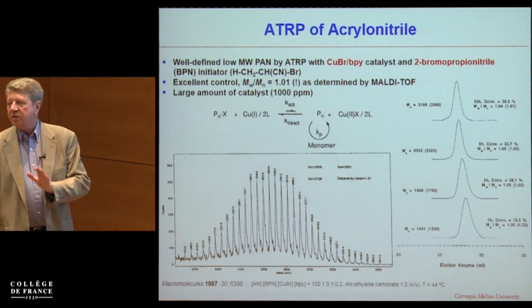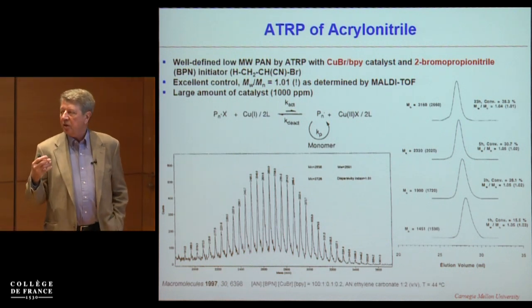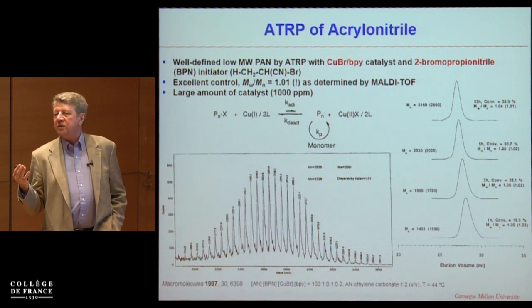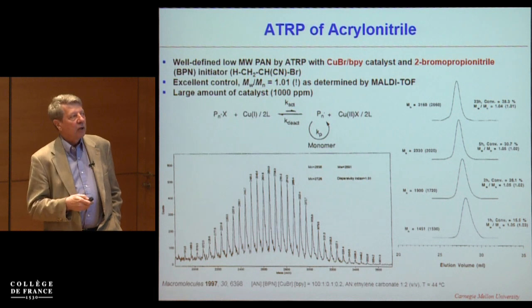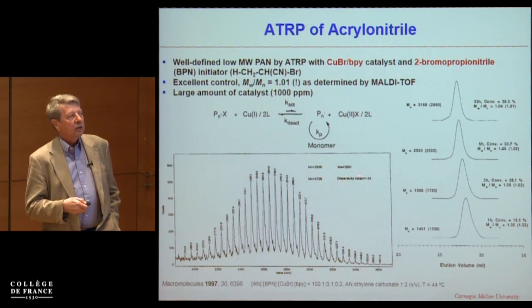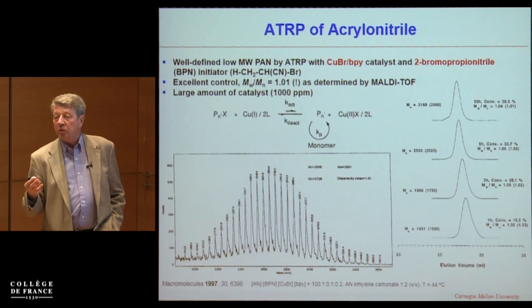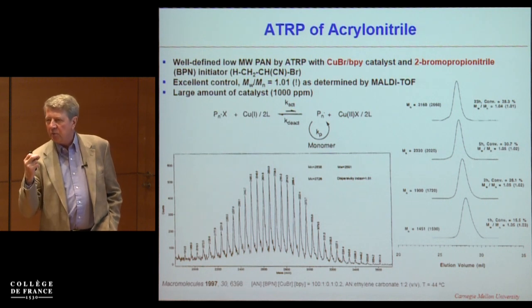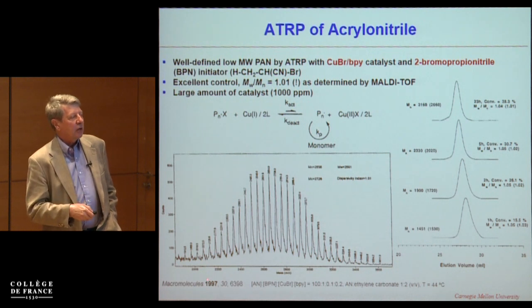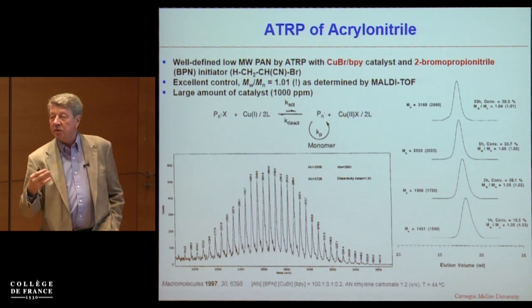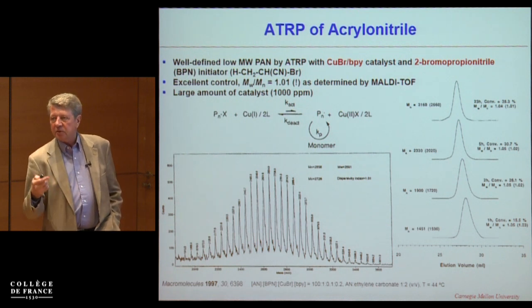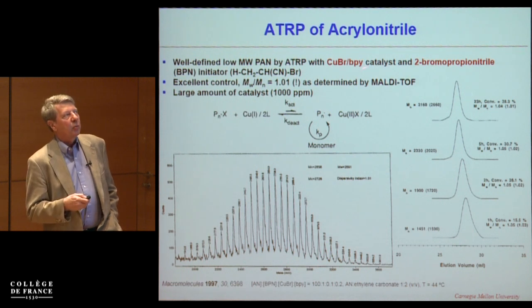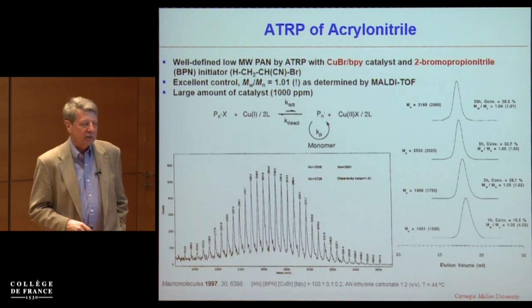So let me start with the synthesis of polyacrylonitrile, because if you want to make a block copolymer, you need to have well-defined structures. This is an example of one of the first really well-defined polyacrylonitriles. You can see from MALDI time of flight, dispersity is 1.01. So we can make extremely well-defined structures. And this was, in fact, one of the first examples of using ATRP for polyacrylonitrile. We use the classical system, as you heard in my second lecture, copper bromide, bipyridine, and typically 2-bromopropionitrile. Everything works in a very nice way.